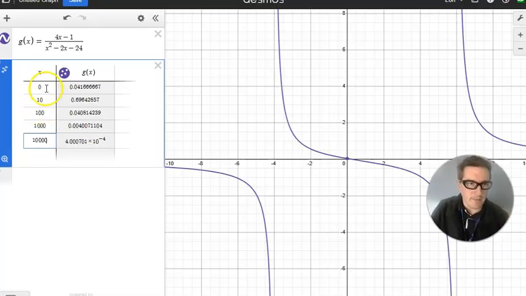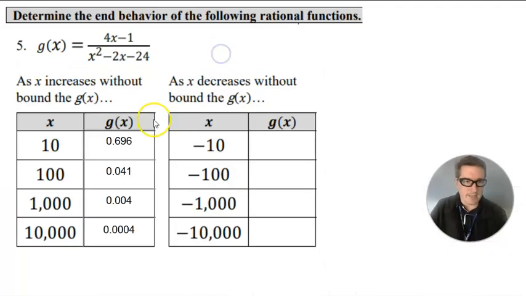All I'm doing is making my x value get larger and larger. Plugging that into this table, I'm noticing that my number starts to get smaller and smaller. It gets a smaller and smaller decimal. Here it is 4 thousandths. Here it's 4 ten-thousandths. The larger this number was getting, the closer this number was getting to 0.